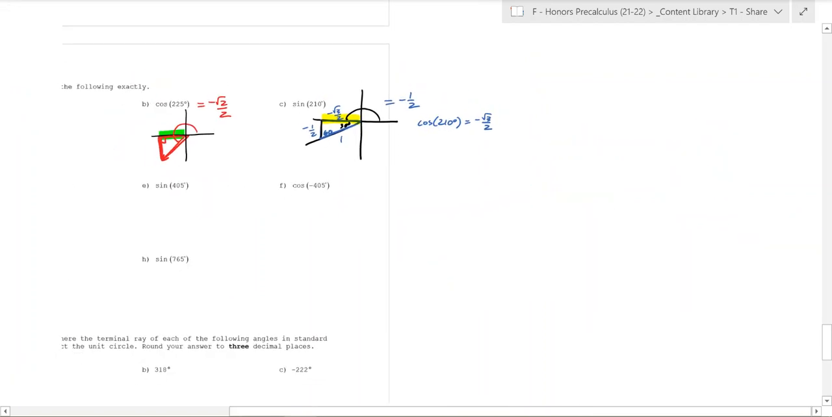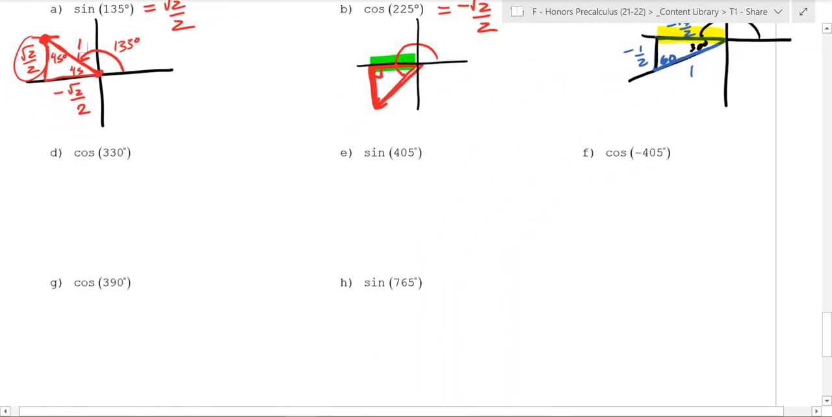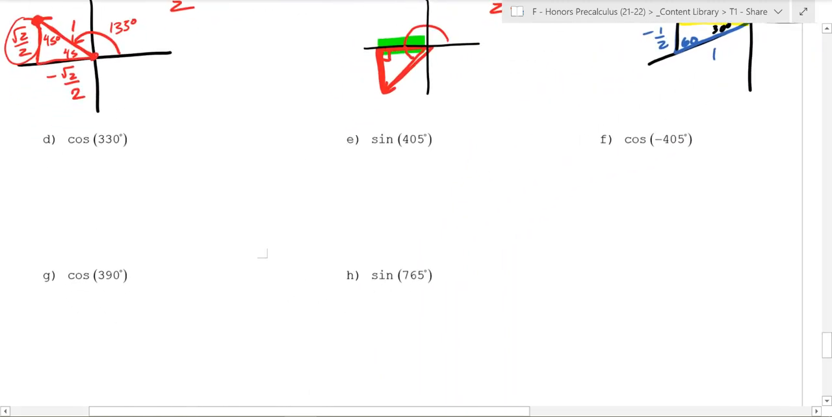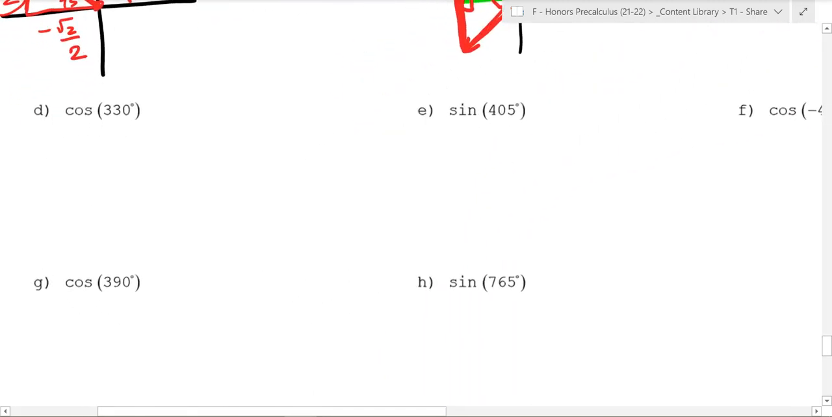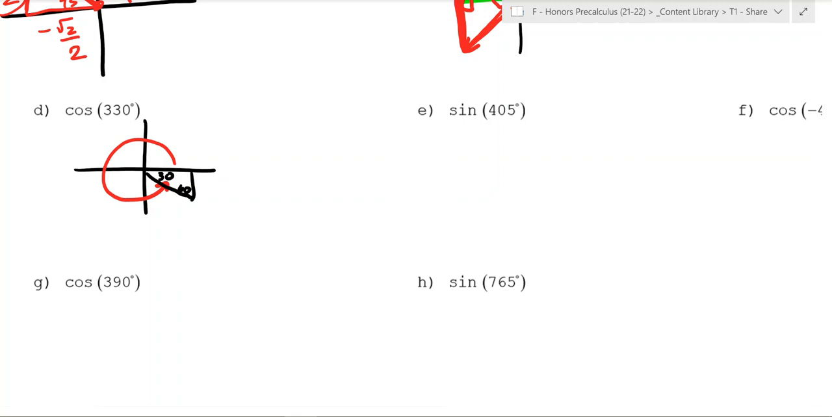So if you set all these up, you're just going to have that 45, 45, 90 or 30, 60, 90 triangle show up. So 330 degrees, you go all the way around to here, and you end up with 30 degrees left right here. So that's 30 degrees, and this is 60. So remember, the longer side, the x value right there, would be root 3 over 2, and the shorter one going down is negative a half. Well, cosine is the x value, so in this case it's going to be root 3 over 2.